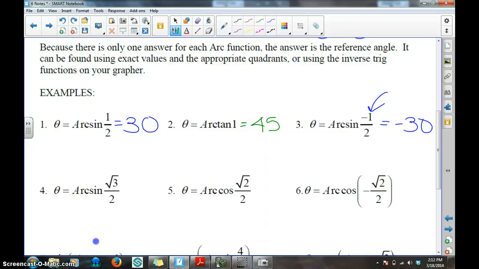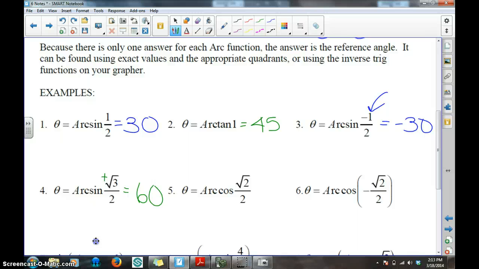If I were to type into my calculator the arc sine of rad 3 over 2, my calculator would be thinking quadrant 1 because this is positive, and the angle whose answer is rad 3 over 2 is a 60. So my calculator would say 60. Does everybody see where this is coming from? You're going to have a calculator. I can do it without.